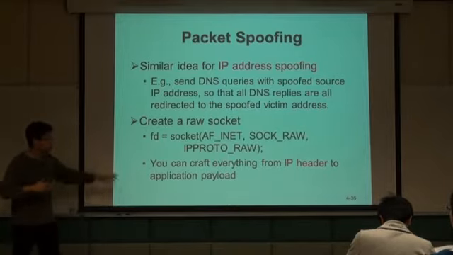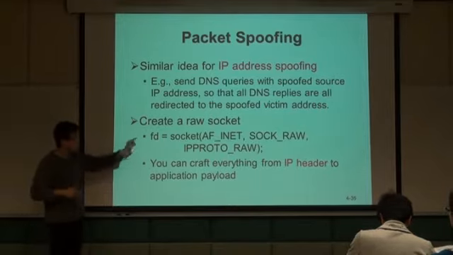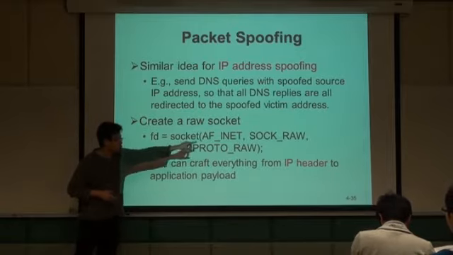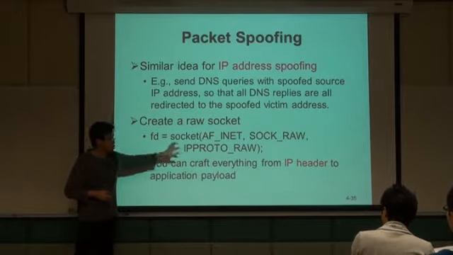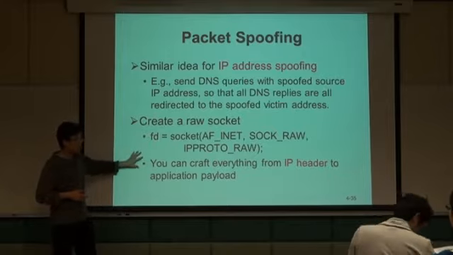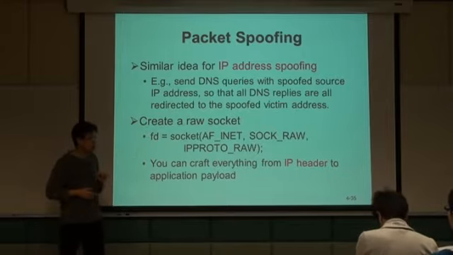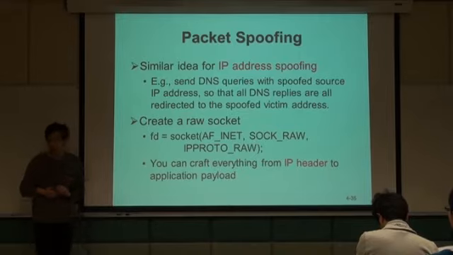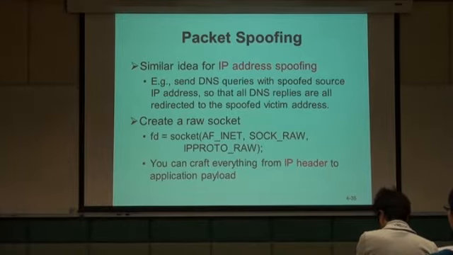Now, to do the IP address spoofing, all you need to do is craft everything from the IP header to the application payload. So all you need to do is set the socket raw and also the IP protocol raw. In that case, you will have control all the way from the IP header to the application payload. The whole idea here is that you can just use simple socket programming to create your own packet.